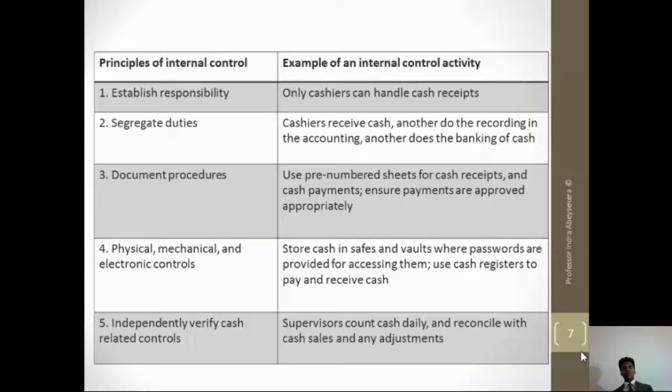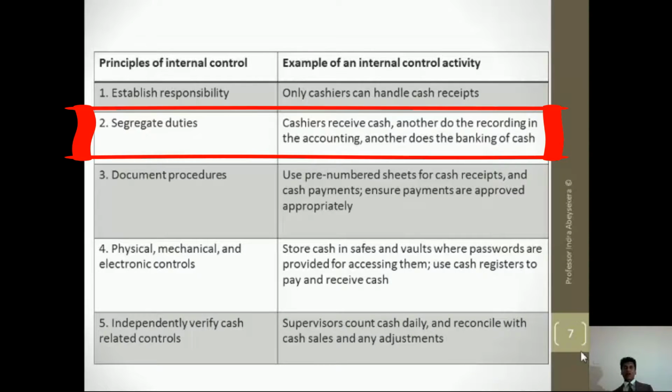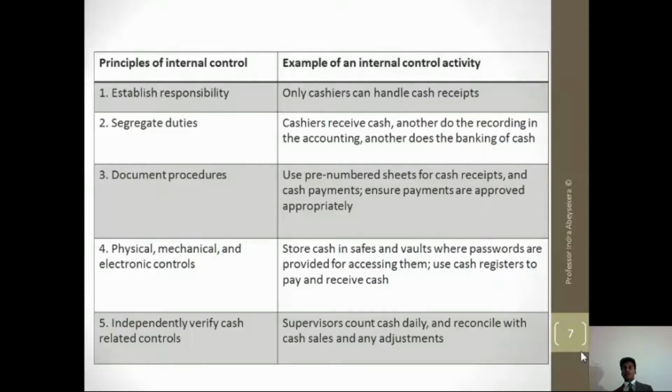The second principle is to segregate duties. The duties are defined and distinct. For example, cashiers handle cash receipts. Another person does the recording in the accounting system, and a third person does the banking of cash. So there's a segregation of duties of who is receiving cash, who is entering that information into the accounting system, and who is doing the actual banking.